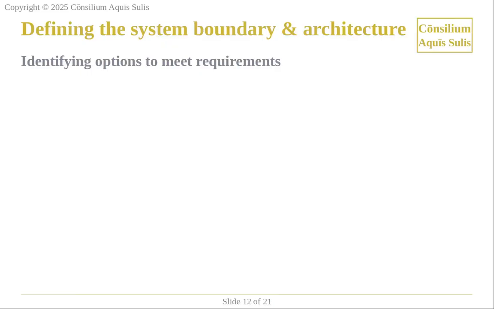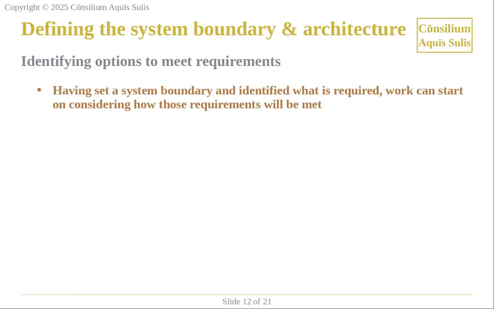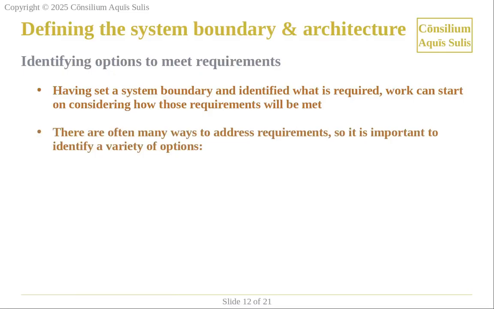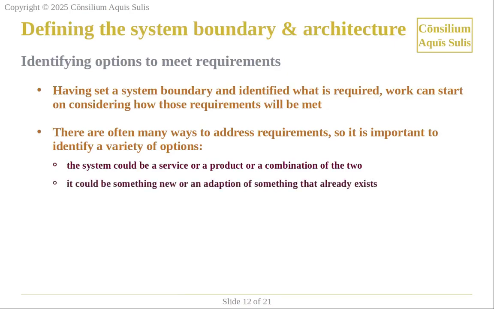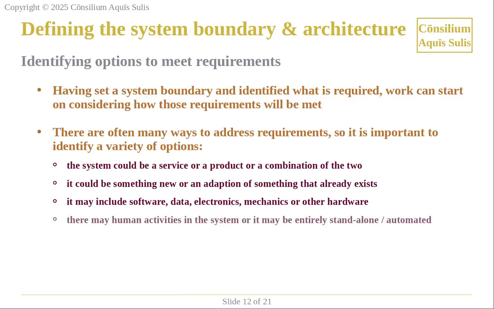Having set a system boundary and identified what is required, work can start on considering how those requirements will be met. There are often many ways to address requirements, so it is important to identify a variety of options. The system could be a service or a product or a combination of the two. It could be something new or an adaptation of something that already exists. It may include software, data, electronics, mechanics, or other hardware. There may be human activities in the system, or it may be entirely standalone.